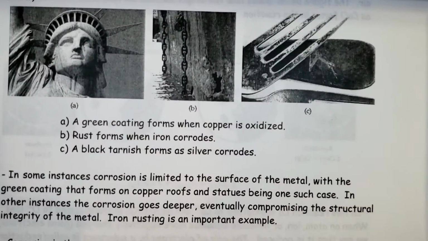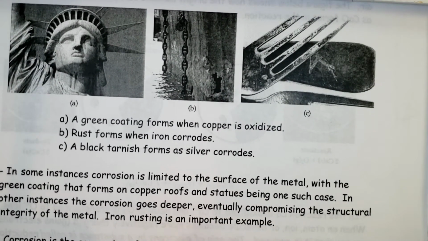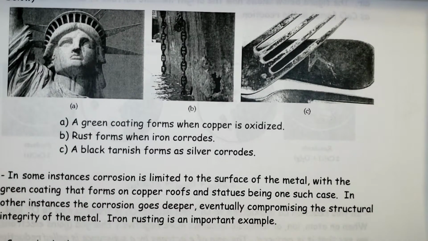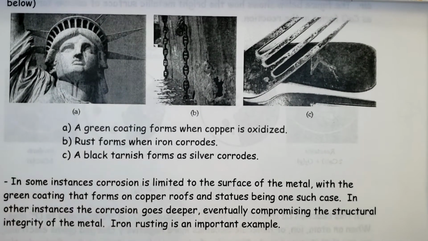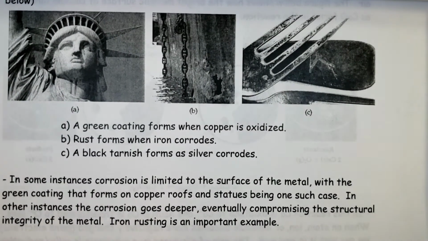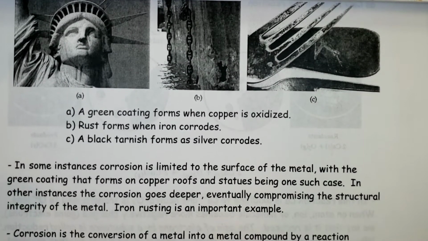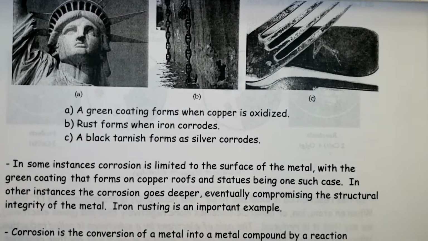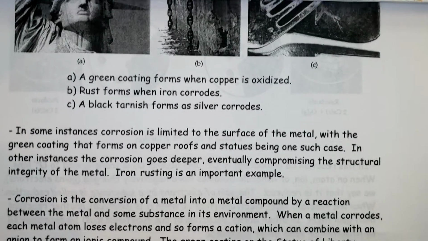In some instances, corrosion is limited to the surface of the metal, with the green coating that forms on copper roofs and statues being one such case. In other instances, the corrosion goes deeper, eventually compromising the structural integrity of the metal. For example, an old rusty car, where the rust had gone through the surface and completely through a metal door. So iron rusting is an important example.